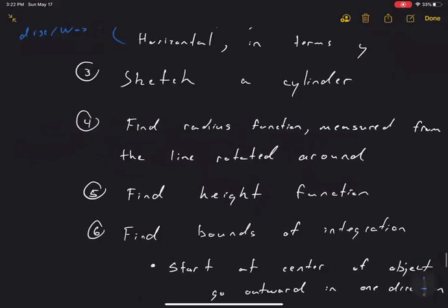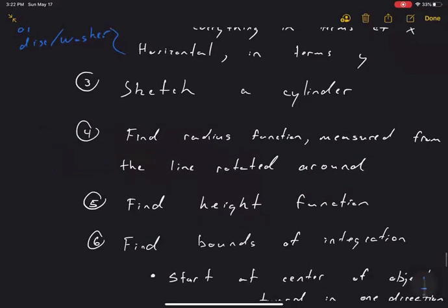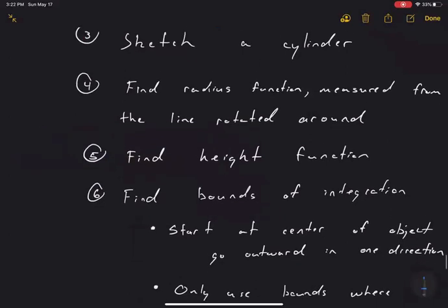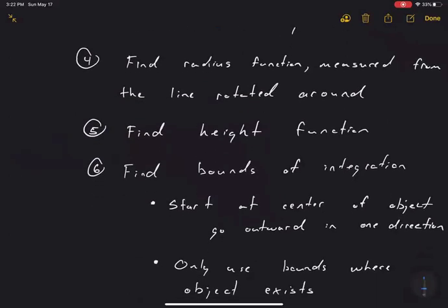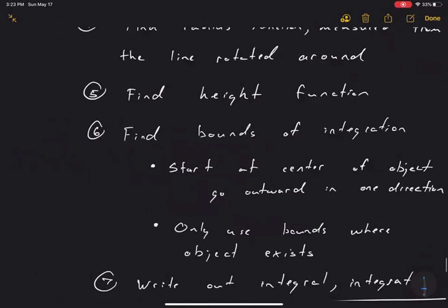So different method, different rule. And then step 3, I would suggest sketching a cylinder and trying to get an idea of what one of these approximating cylinders looks like. It's really going to help in finding the radius and height of these cylinders, and that's what steps 4 and 5 are. Step 4, find a radius function, and we're measuring the radius from the line we've rotated around. It's not necessarily always going to be measured from the y-axis or x-axis. It's measured from whatever line we're rotating around. And then the height is going to be determined by the curves we started with in our 2D region. So that's step 5, finding the height.